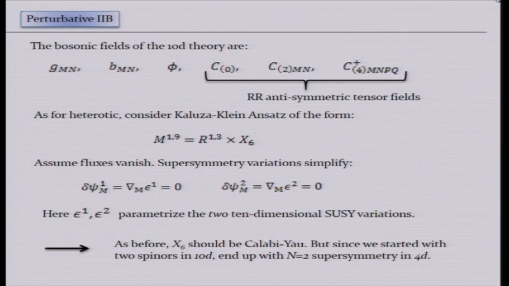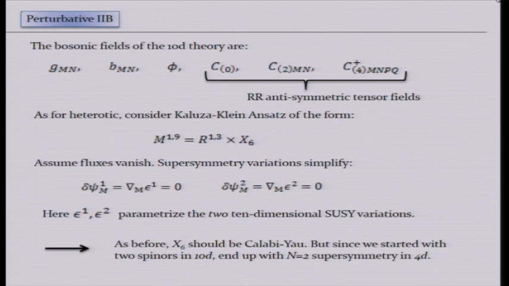Okay, so again, we start in 10 space-time dimensions, but this time, instead of N=1 supersymmetry, we have N=2 supersymmetry, which means we have two supersymmetry transformations, two Majorana-Weyl spinors, epsilon 1 and epsilon 2, written down here, which parameterize the two 10-dimensional supersymmetry transformations. And the bosonic fields are now a metric. Again, there's an antisymmetric tensor field, and there's a dilaton. This time we don't have a gauge field.